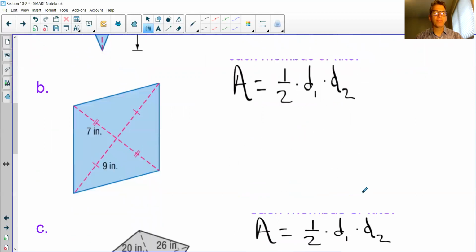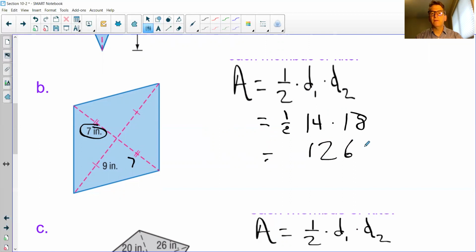Letter B, 1/2 times D1, which is 14, because this side's 7. If that's 7, this is 7. So D1 is 14, and D2 happens to be 18. So that calculator work gets you 126 square inches for that kite.